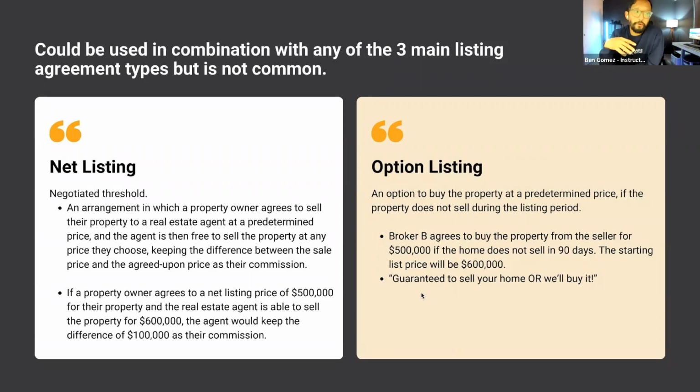Carla, I'm going to sell your home, right? And you know what? If I can't sell your home for $600,000 in 90 days, I will agree to buy your property from you for $500,000. Maybe they agree to that. That is an option. The option to buy the property at a predetermined price. Not that common either. Usually used for marketing purposes. This guaranteed to sell your home or we'll buy it statement is used for marketing purposes, but not common.